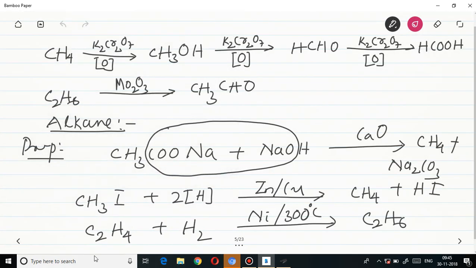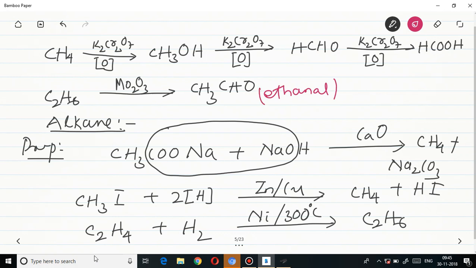Now I have written a reaction for that. This is methane. If it reacts in presence of potassium dichromate, and this nascent oxygen is a symbol of oxidation, so this becomes methanol and methanoic acid. But if I use molybdenum oxide, like I have taken ethane, an alkane, this will be converted into an aldehyde, that is ethanal. I'll write the name. You must be knowing the name.